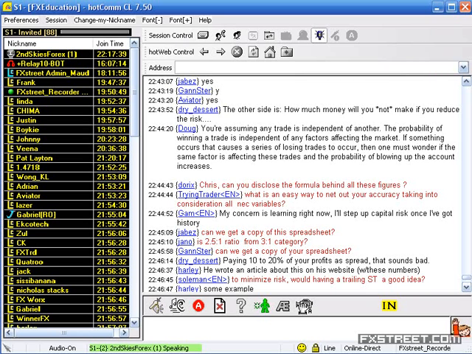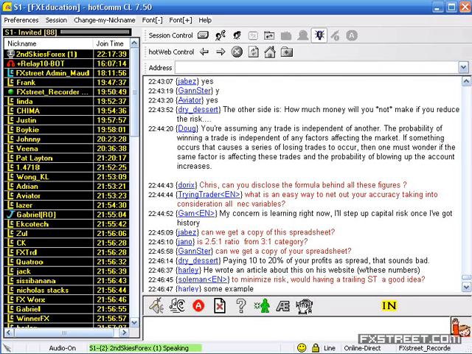All right, last question I want to show you. I want to talk about a fourth model. I talked about the fourth dimension for risk. I want to talk about the fourth model. Doug says, you're assuming any trade is independent of another. The probability of winning a trade is independent of any factors affecting the market. Let me see if I understand. The probability of winning a trade is independent of any factors affecting the market. I'm going to disagree with that statement.